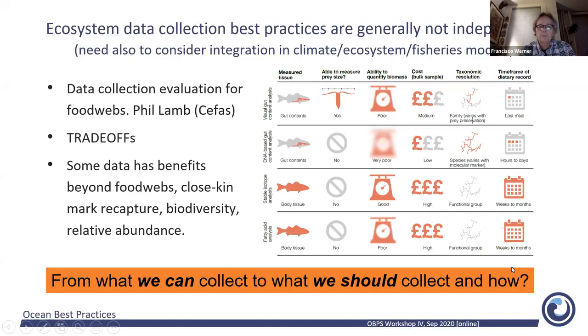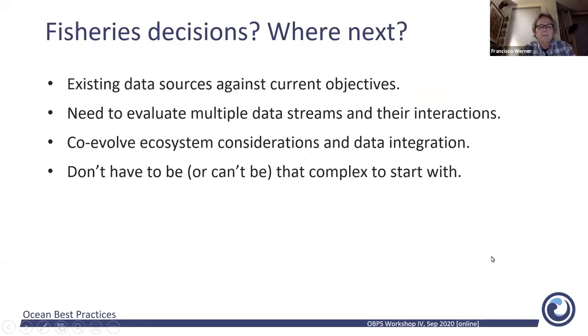Some of the approaches can be used not just there, but to do close kin mark recapture, or provide estimates of biodiversity, or maybe in some cases relative abundance. But it is something you need to understand and engage in trade-offs. And I think I'm down to my last slide, which is sort of a summary.